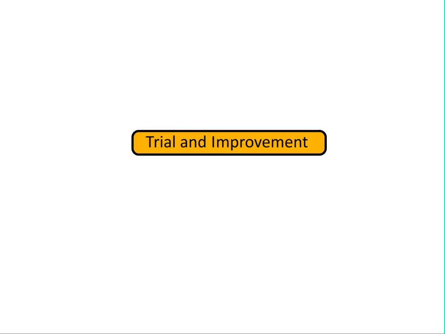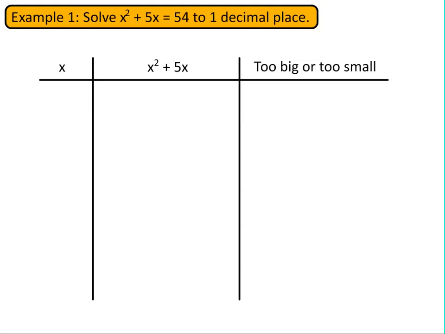In this video, we're going to look at how to solve equations using the trial and improvement method. Now, this is for equations that you can't solve in any other way and probably are going to have a decimal answer. So the first thing we need to do is make sure we read the question carefully and identify to how many decimal places I need my solution to be.